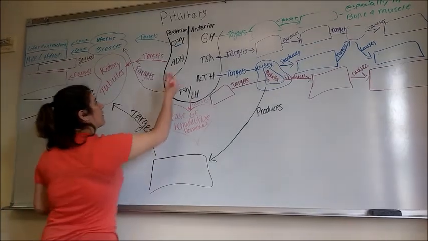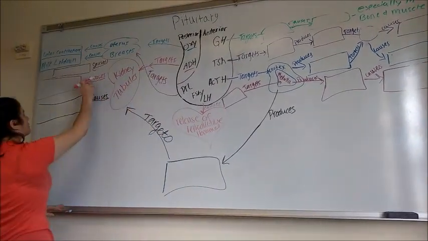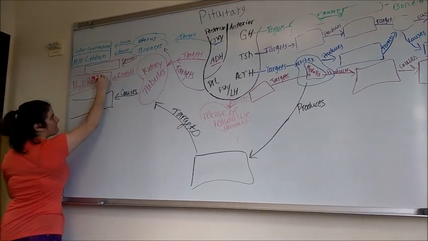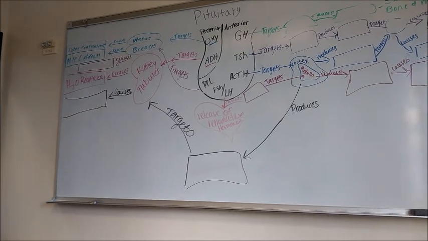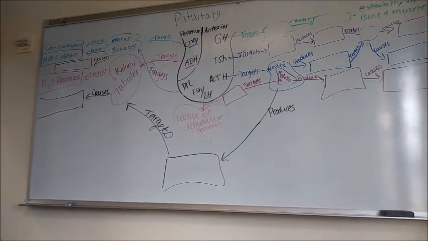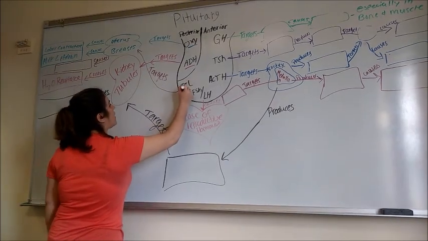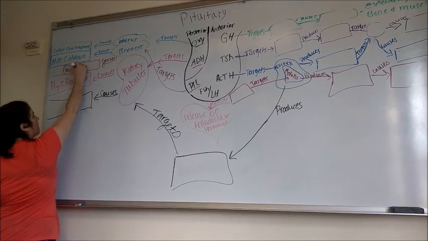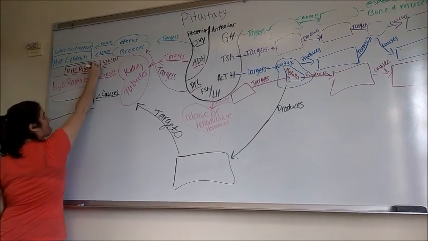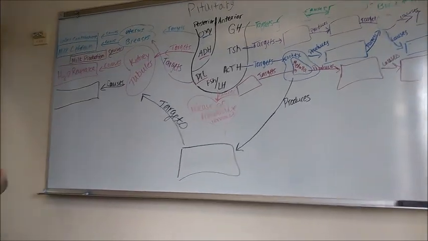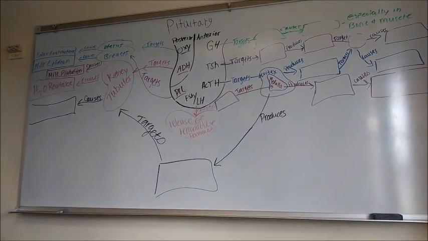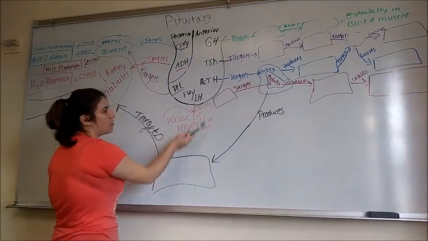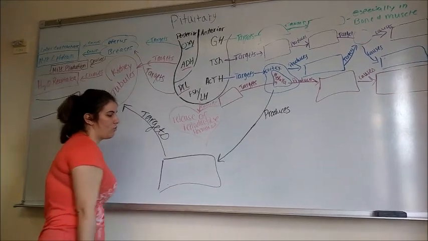Next, we have antidiuretic hormone, which targets the kidney tubules and causes H2O reuptake. After that, we have prolactin, which targets the breast and then causes milk production. We also have FSH and LH, which all you need to know is that they cause the release of reproductive hormones.